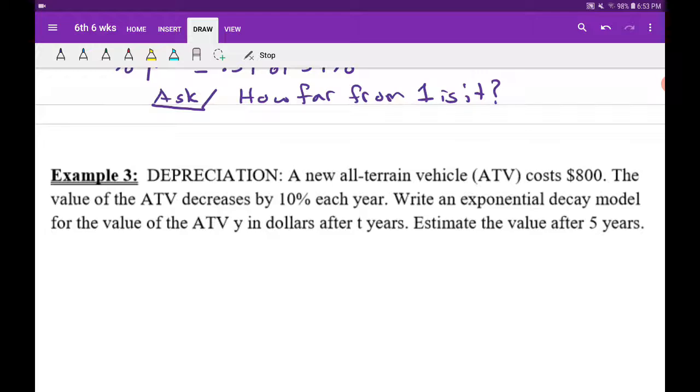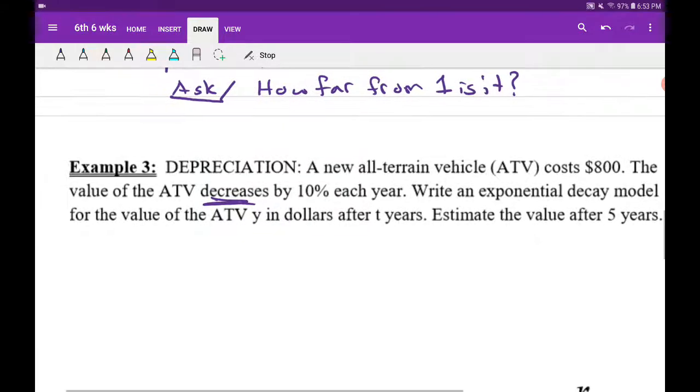All right, a new all-terrain vehicle costs $800. The value of the ATV decreases by 10% each year. Again, keyword there, if they didn't already just tell us, depreciation by 10% each year. Write an exponential decay model for the value of the ATV, y in dollars, after t years. Then estimate the value after 5 years. Pretty straightforward one.